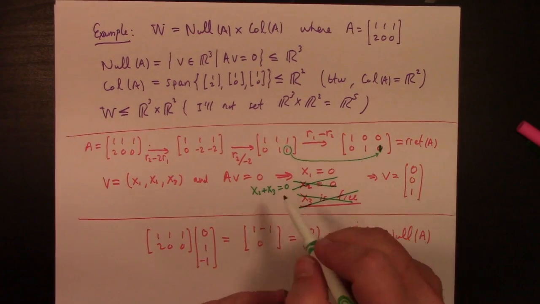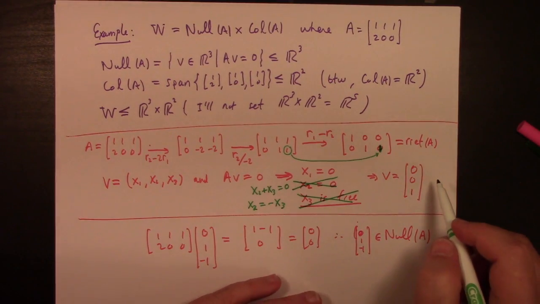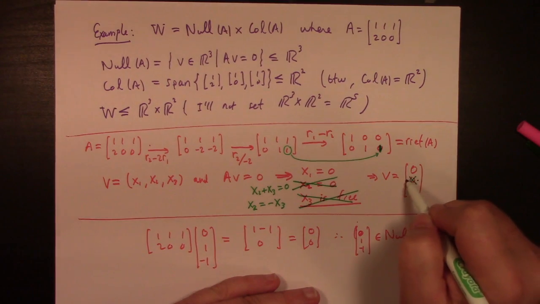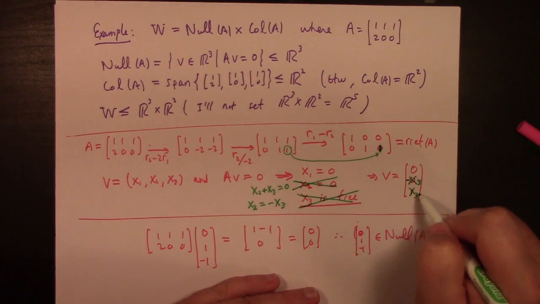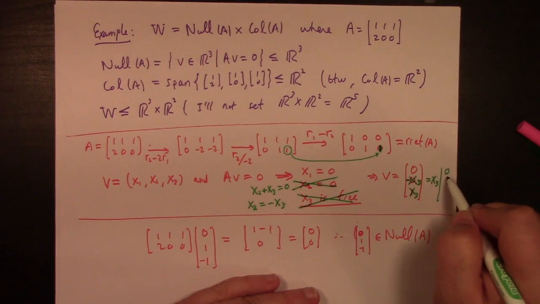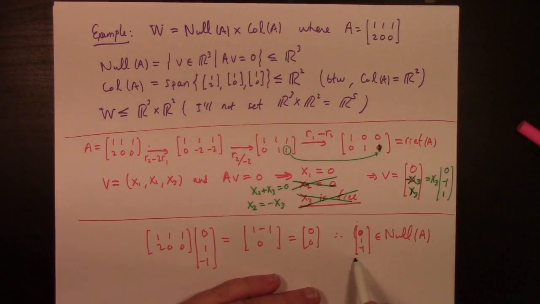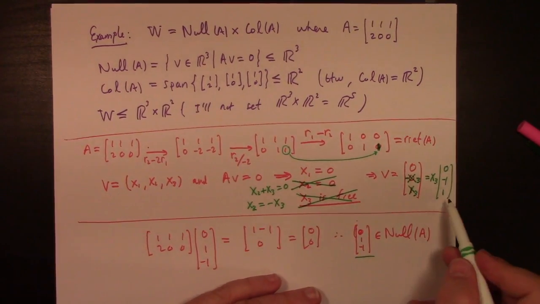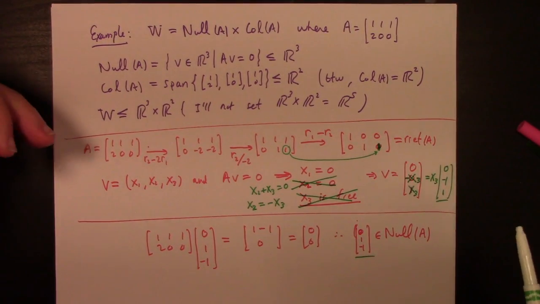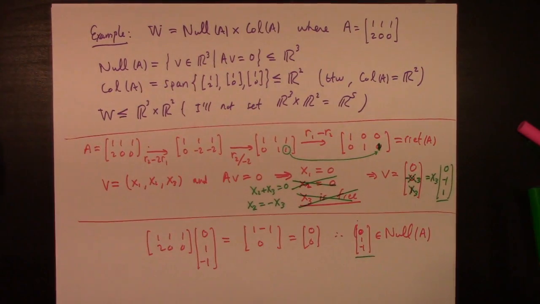Well, you could make x3 free, but if x3 is free, then x2 is minus x3, right? So if we look at this, this is 0, minus x3, x3. In other words, x3 times 0, minus 1, 1. Or I have this the opposite way around. But anyway, you can either use this or whatever multiple of that you want as a basis for the null space. Fine.